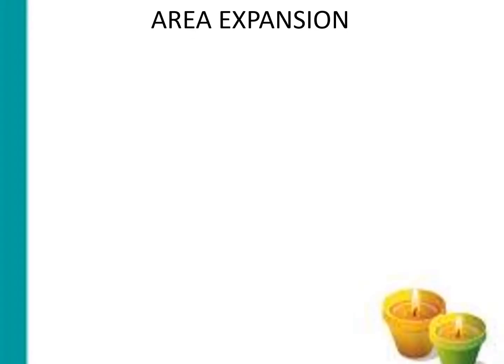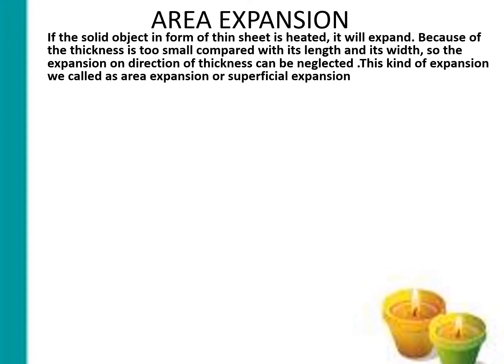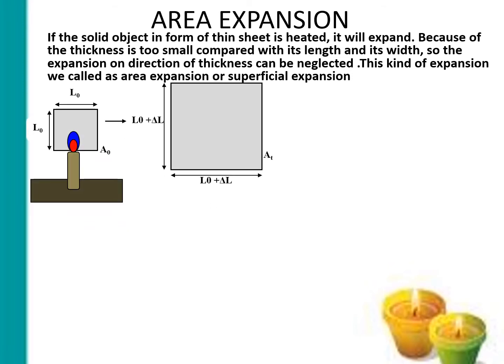Area expansion. If a solid object in the form of a thin sheet is heated, it will expand. Because the thickness is too small compared with its length and its width, the expansion in the direction of thickness can be neglected. This kind of expansion we call area expansion or superficial expansion. To understand about area expansion, let's see the figure below.